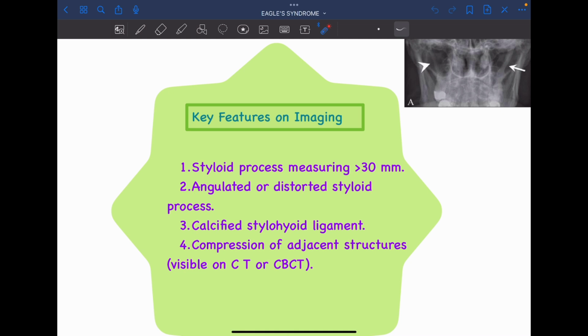So based on all the 5 imaging modalities which we have discussed in detail previously, there are certain key imaging features which basically confirm the diagnosis of Eagle syndrome. First one is the elongation of the styloid process greater than 30 mm, then an angulated or distorted styloid process, a calcified stylohyoid ligament, and compression of adjacent structures, which is visible on CT or CBCT.